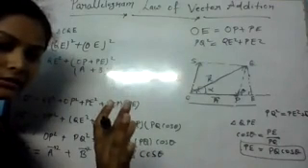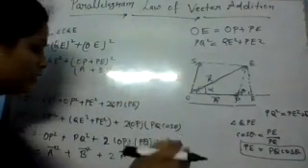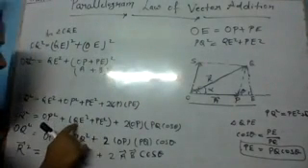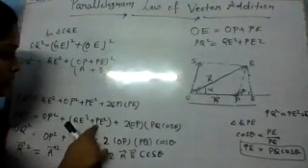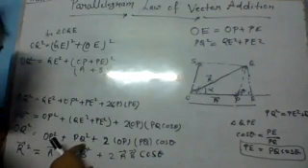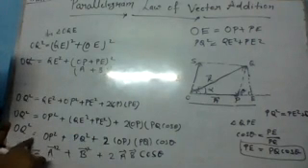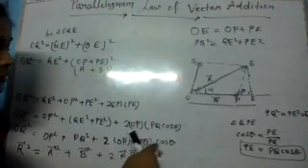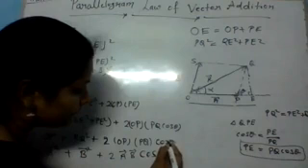Mathematically it is correct. So PQ cos theta. Now in the place of QE square plus PE square we will put PQ square. So OQ square equals OP square plus PQ square plus 2 OP PQ cos theta.